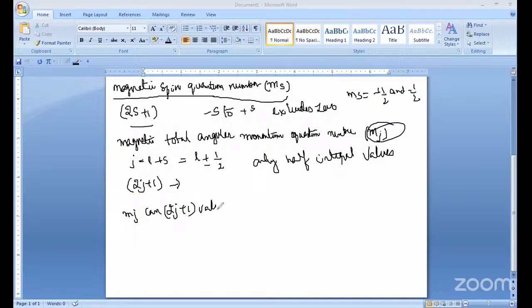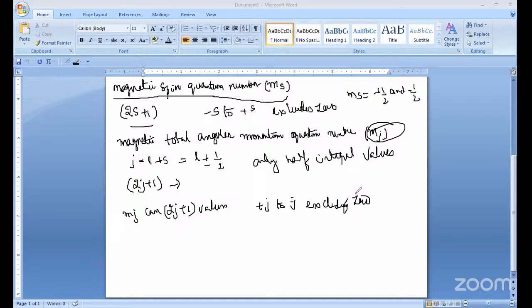MJ can have 2J plus 1 values, starting from plus J to minus J, excluding 0. So the quantum numbers ML and MS come into play only in a very strong magnetic field, where the coupling between L and S is broken, while MJ is effective in ordinary fields. That means in weak magnetic fields, the coupling between L and S will be broken here.